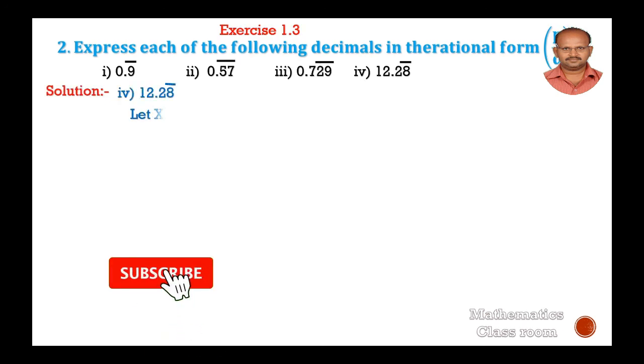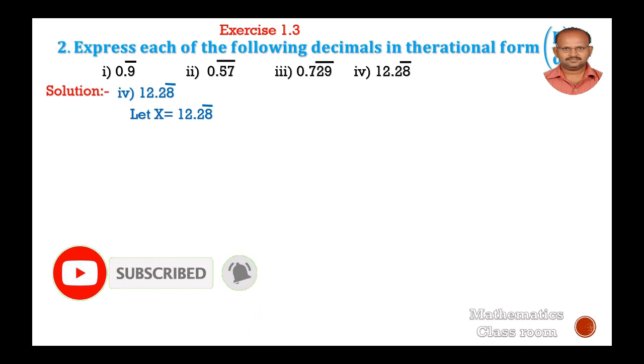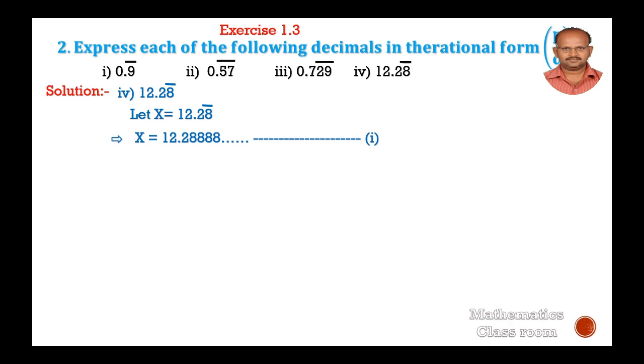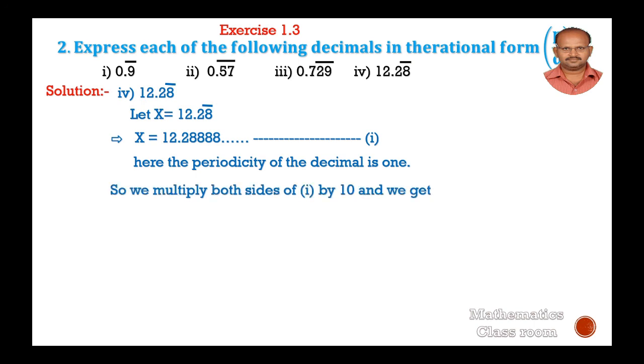Then the fourth problem, let x is equal to 12.28 bar on 8. Then x is equal to 12.28888 and so on. It is equation number 1. Here the periodicity of the decimal is 1. So we multiply both sides of 1 by 10 and we get 10x is equal to 122.888 and so on. It is equation number 2.